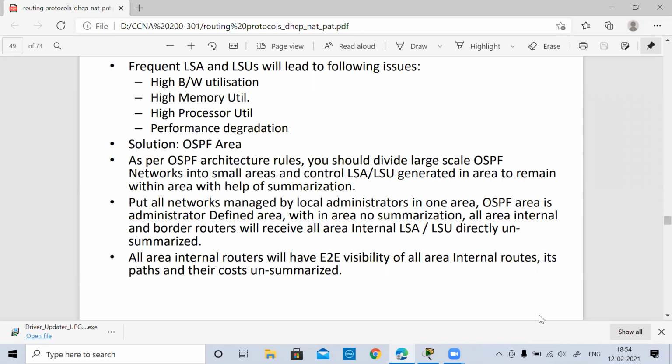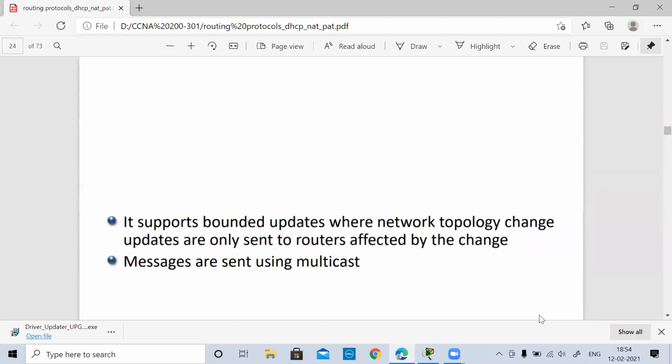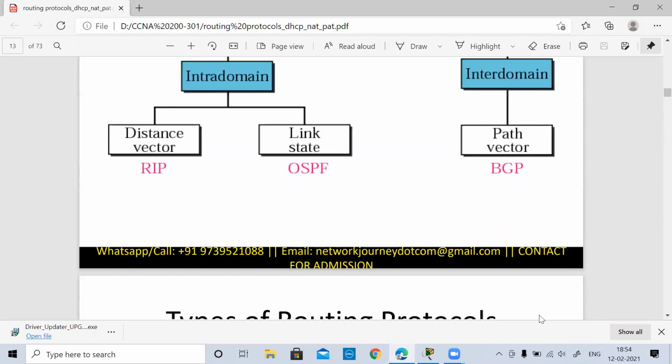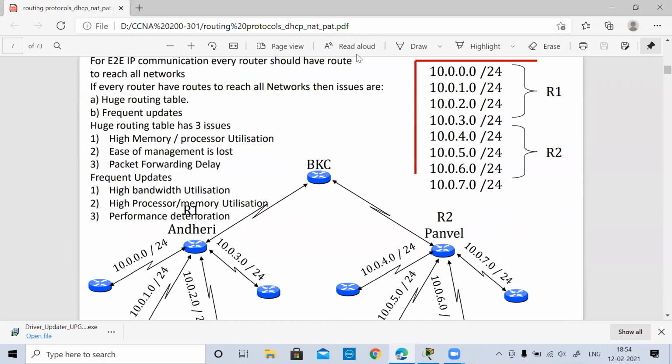That is why I had introduced the concept of summarization or supernetting yesterday. If you remember, we had that particular scenario where we saw that all the routes will not be available. There was that particular supernetting. Yes, here it is. So here we understood the concept of summarization: if we have this particular BKC router, we'll have to maintain 8 different network entries in its routing table. So this again leads to a huge routing table, and the updates will be received by this router every now and then if each of the links goes up and down.